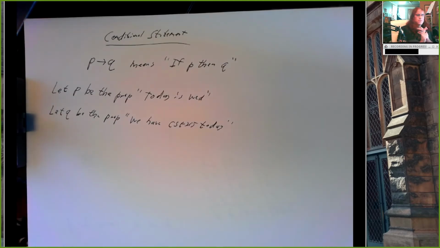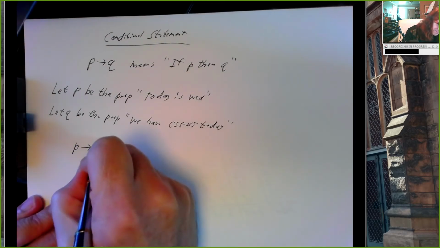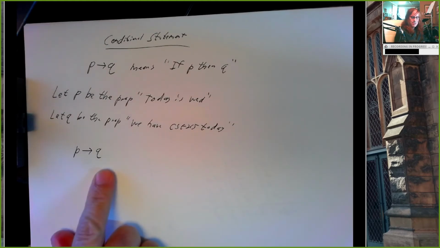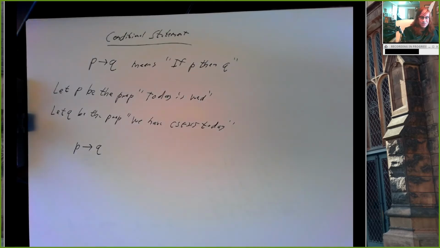All right, so P could be true, could be false. Q could be true, could be false. But here's something which is true. If today is Wednesday, then we have CSE 215 today. Forget about the fact that the class ends in December. Assume this is the rest of your life. You got 215 on Wednesday. If today is Wednesday, then we have CSE 215 today. And that is a true proposition. So this is called a conditional.